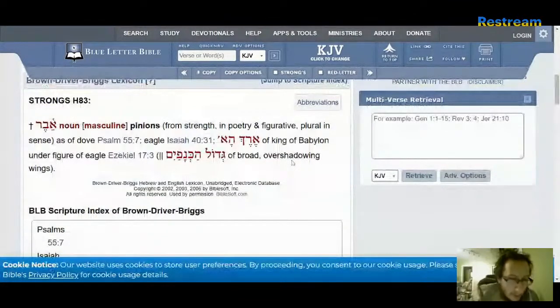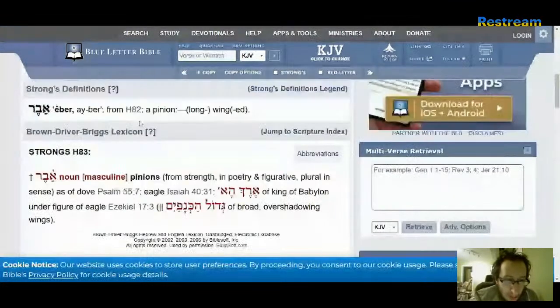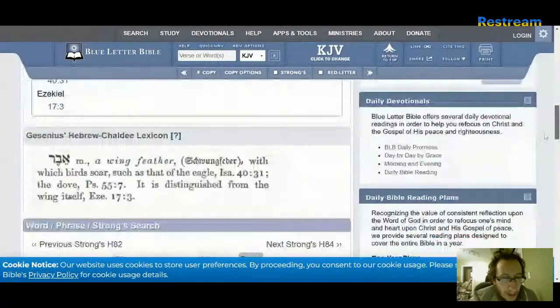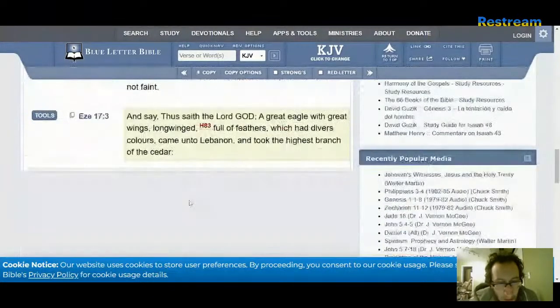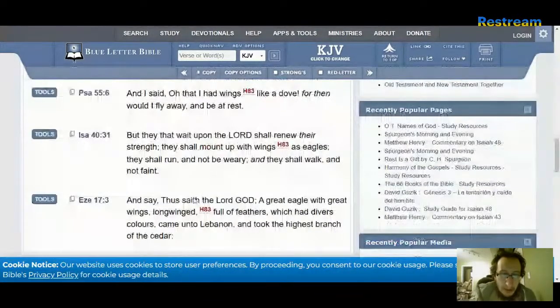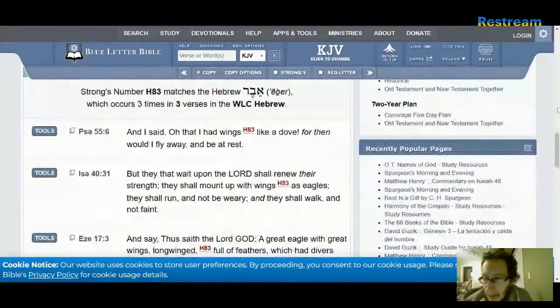Really give a list of the different translations, so I'll probably just translate it almost entirely as just wing. But let's take a look here. It had wings like a dove, wings as eagles, long-winged. Yeah, so they only translate it 3 times, or it's only found 3 times.